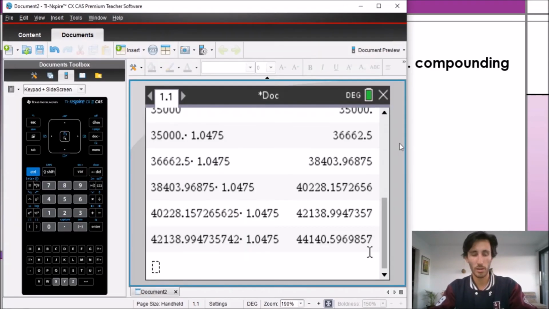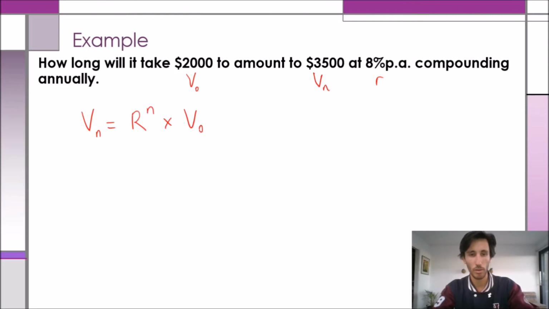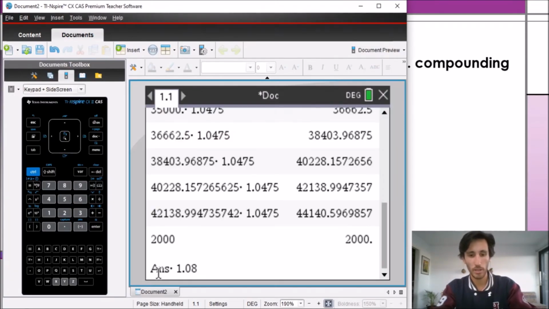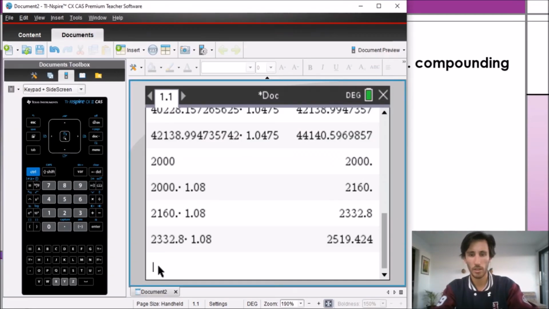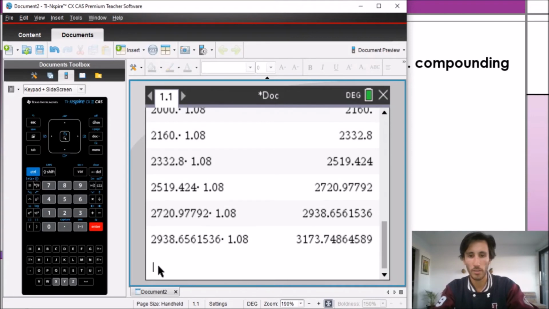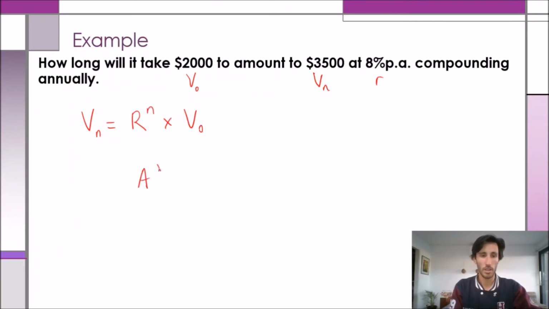Okay, so we're actually going to have to do this using our CAS. So we go into our calculator and we're starting with 2,000. We press enter, then we say times 1.08, because our little r is 8%. So 1.08, so that's 1, 2, 3. Okay, we're looking for 3,500. 4, 5, 6, 7. So after 8 years, it's taken 8 years for it to finally get over 3,500. So you'll say our answer here is after 8 years.